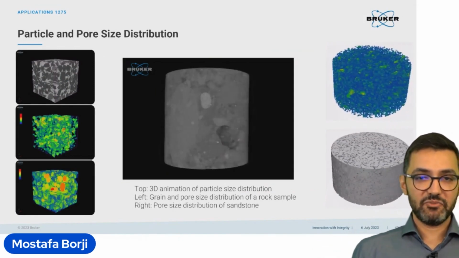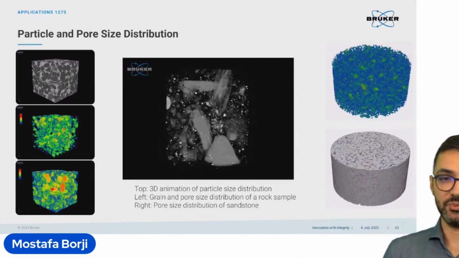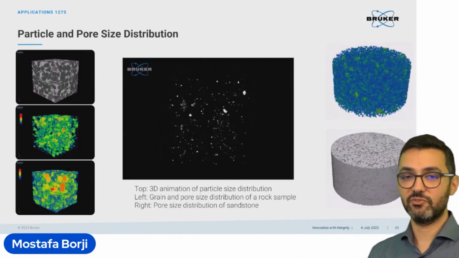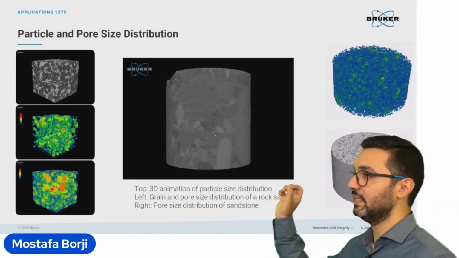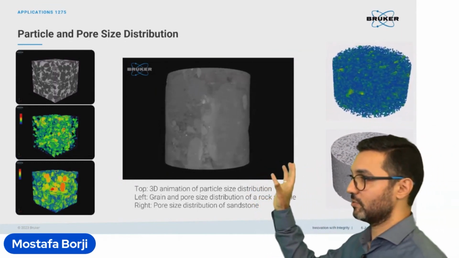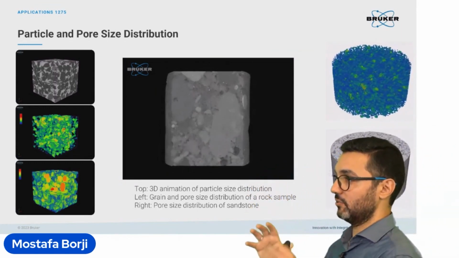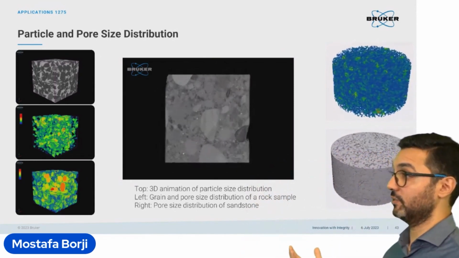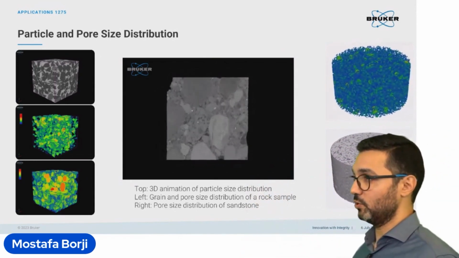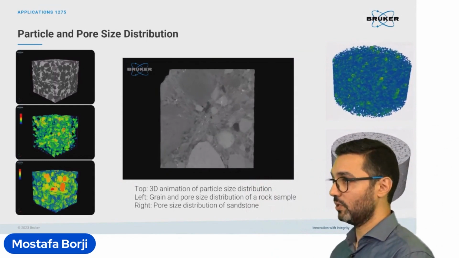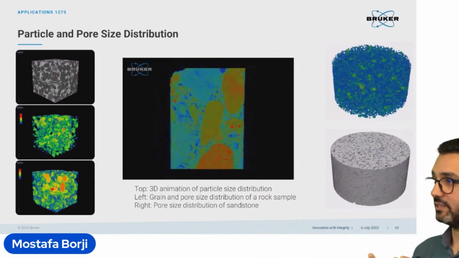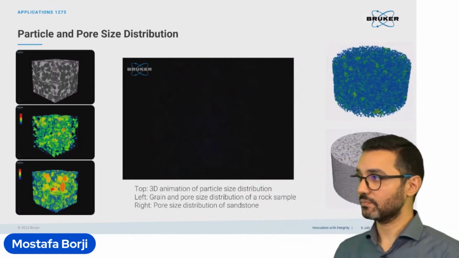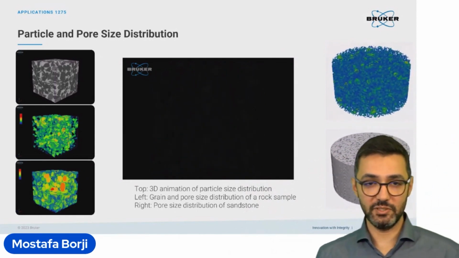What we have here on top is a 3D animation of particle size distribution from a sample. We see that since the contrast of these particles is higher than the surrounding, we can isolate them and then show them in a nice way. So it can again be extracted from the bulk volume and analyzed in terms of the size or in terms of the shape and so many different parameters.